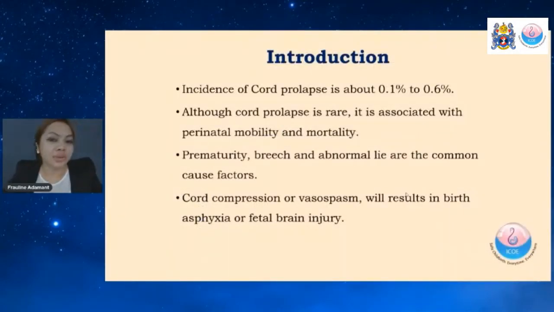The incidence of cord prolapse is about 0.1% to 0.6%. Although it is rare, it is associated with perinatal morbidity and mortality. The most common causative factors of cord prolapse are prematurity, breech, and also abnormal lie. Cord compression or vasospasm will result in birth asphyxia or birth brain injury. Therefore, early recognition and intervention are very vital to reduce the adverse outcome of the fetus.